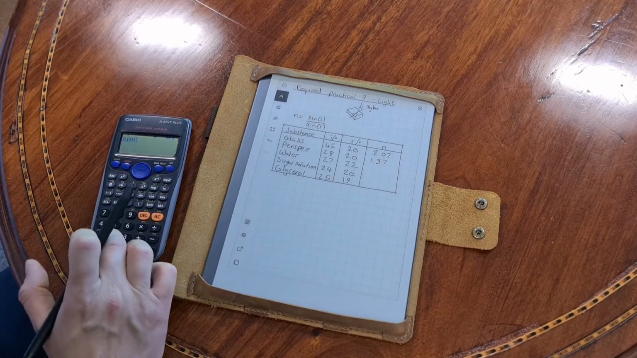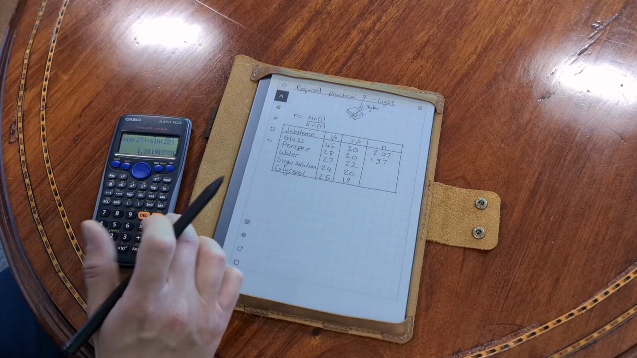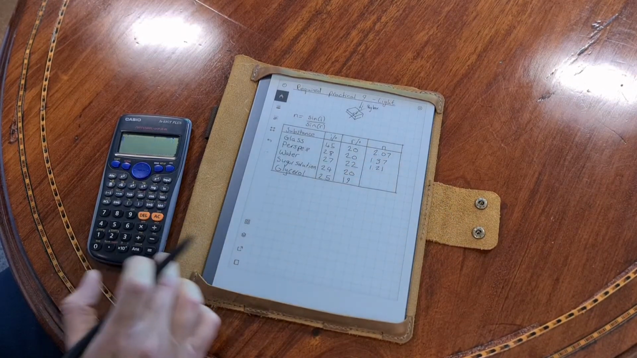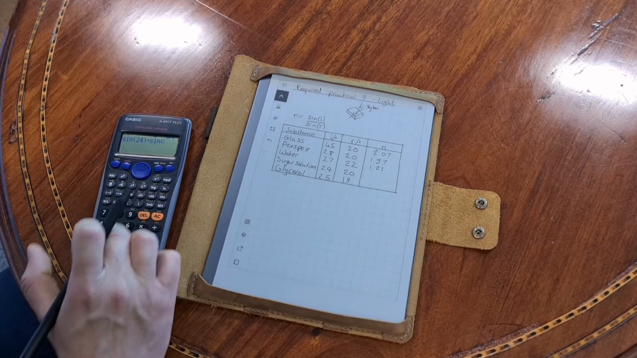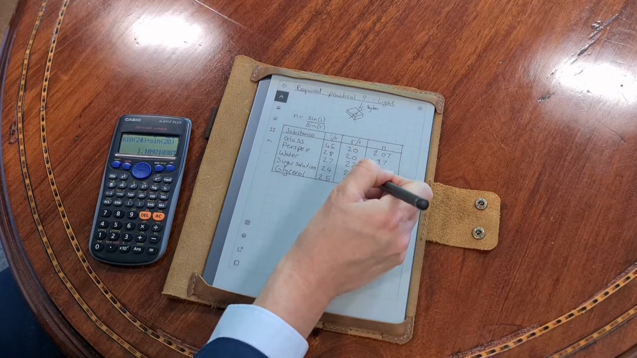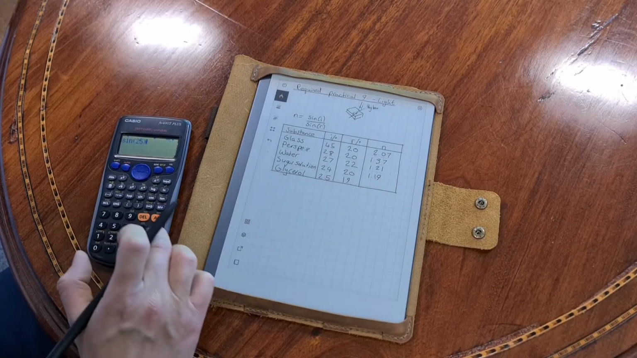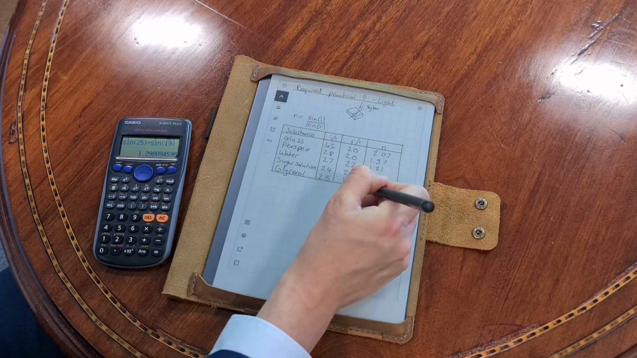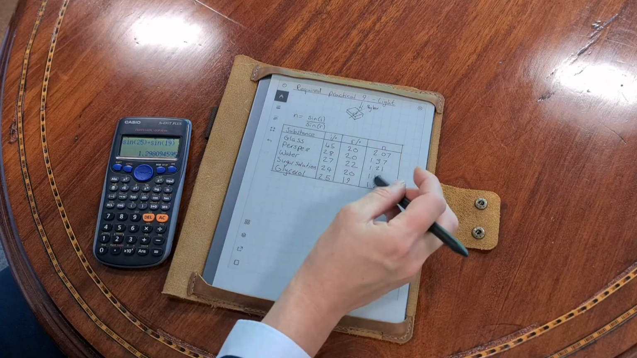Next one, sine of 27, close bracket, divided by sine of 22 is 1.21. Next one, sine of 24, close bracket, divided by sine of 20, close bracket, 1.19. Finally, the last one, sine of 25 divided by sine of 19 is 1.29. Oh yeah, actually it's all going to round up, so it's going to be 1.30.